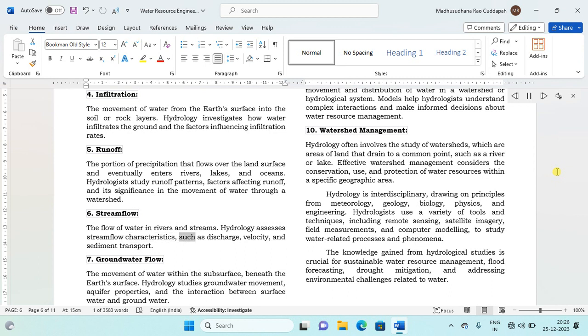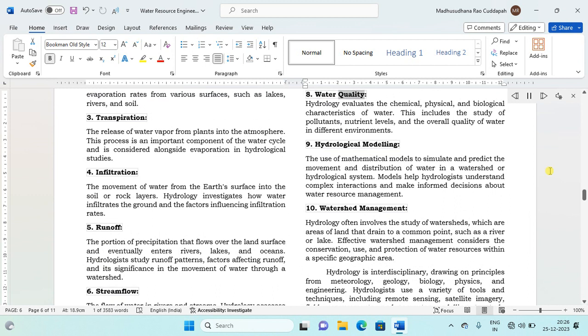Hydrology assesses stream flow characteristics, such as discharge, velocity, and sediment transport. 7. Groundwater flow. The movement of water within the subsurface, beneath the Earth's surface. Hydrology studies groundwater movement, aquifer properties, and the interaction between surface water and groundwater.